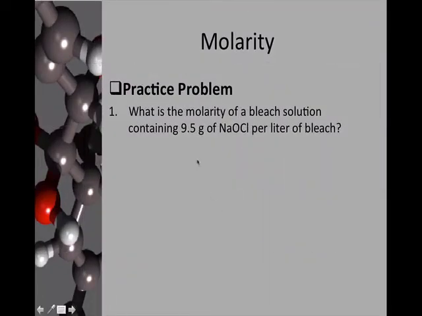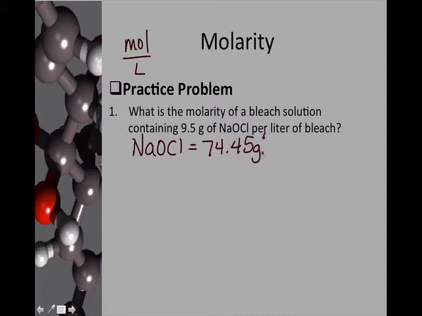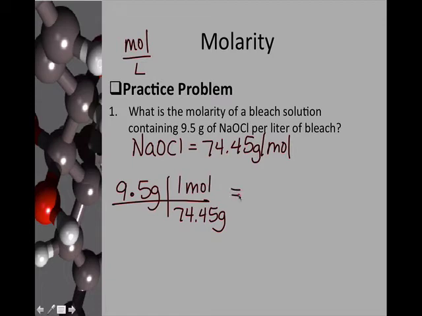All right, my practice problems. What is the molarity of a bleach solution containing 9.5 grams of sodium hypochlorite per liter of bleach? So molarity, moles per liter. I'm going to take my grams and convert them to moles. And sodium hypochlorite, if I add up all the masses on the periodic table, we get 74.45 grams per mole. So that's just from the periodic table. I do the dimensional analysis to go from grams to moles. So I divide by the grams is 1 mole, and that gives me 0.128 moles of the sodium hypochlorite.